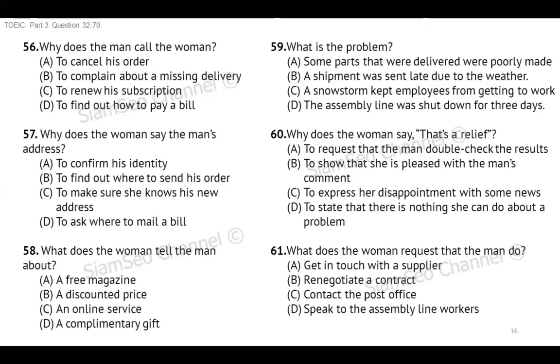That's a relief. Without the items in that delivery, we will have to shut down the assembly lines. Would you mind calling him back to confirm when the products are arriving? Not at all. I can give him a call once I return to my office.